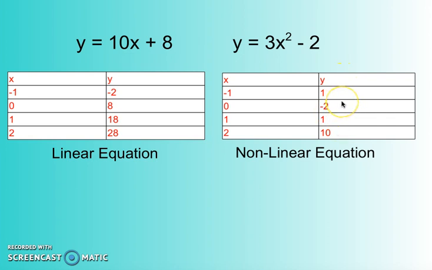So that does not fit in our definition of a linear equation. A linear equation needs to have that constant rate of change, and these are not constantly changing the same. And so this is put in the non-linear category.